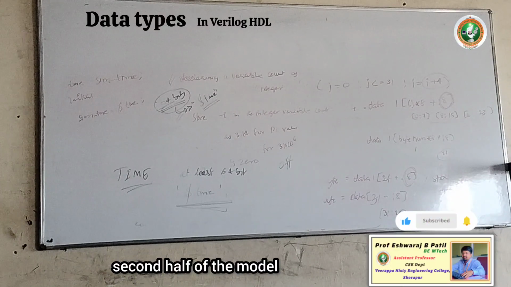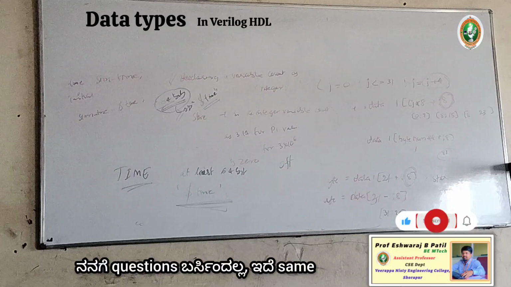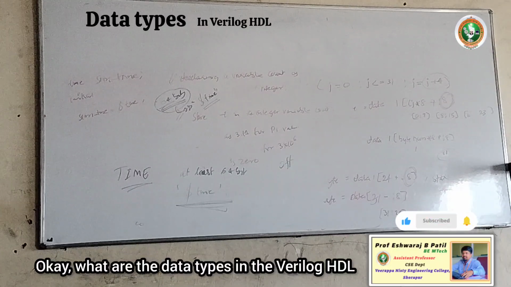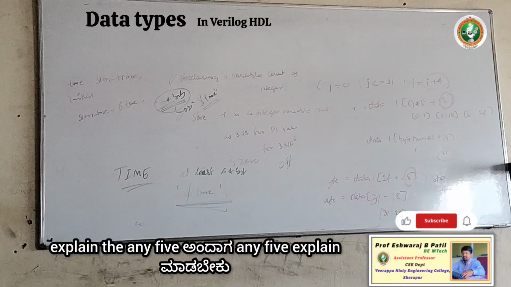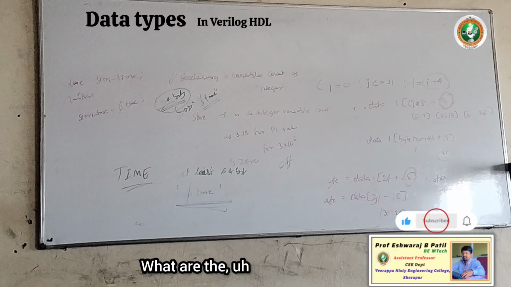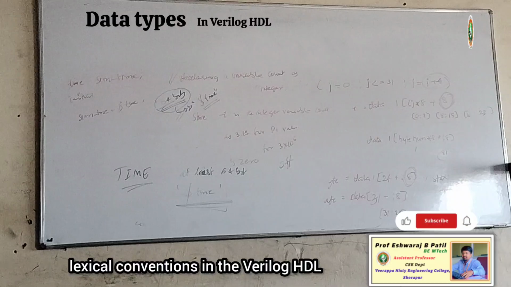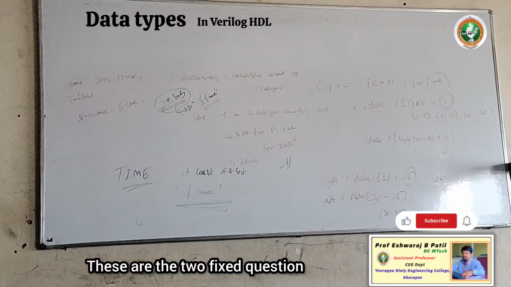I have given the second half of the model. Many questions appeared from this, the same. What are the data types in Verilog HDL? Explain any 5. What are the lexical conventions in Verilog HDL? Explain any 5. These are the 2 fixed questions.